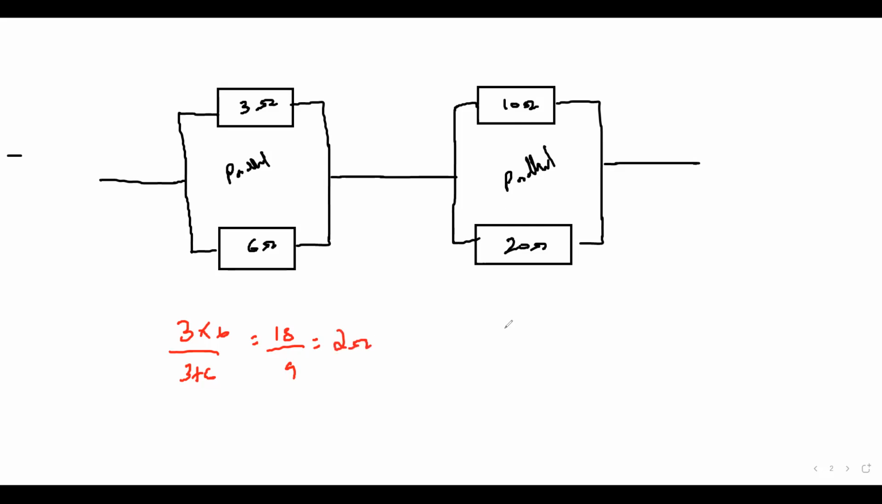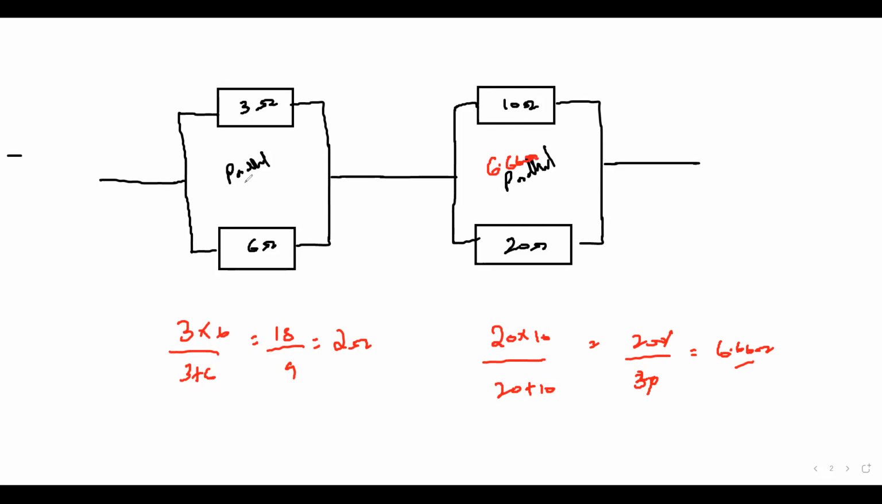And here 20 and 10. So product divided by sum: 20 into 10 divided by 20 plus 10. So this will be 200, and 20 plus 10 is 30. So 200 divided by 30, or 20 divided by 3, is equal to 6.66. So when we work out the combined resistance here, the total is 6.66.